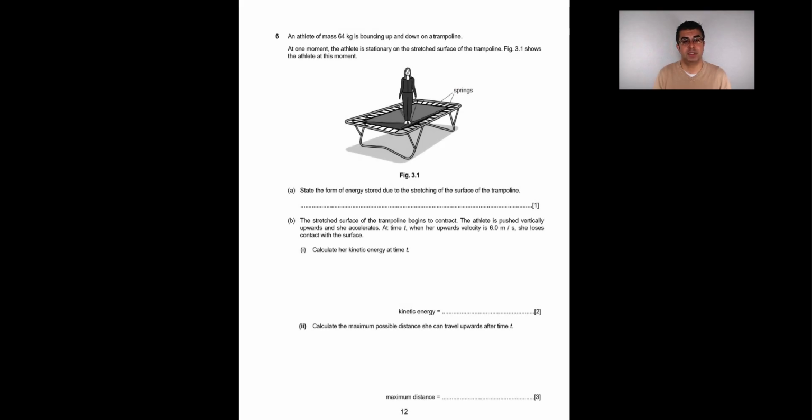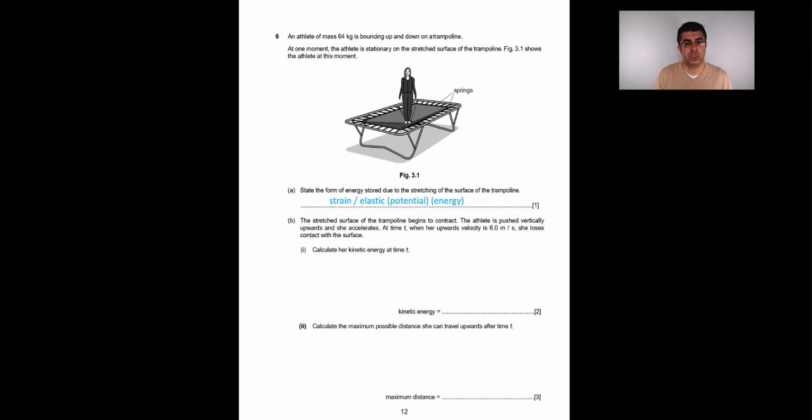Question number 6. An athlete of mass 64 kilograms is bouncing up and down on a trampoline. At one moment, the athlete is stationary on the stretched surface of the trampoline. Figure 3.1 shows the athlete at this moment. State the form of energy stored due to the stretching of the surface of the trampoline. Elastic or strain would be perfectly acceptable at this point.